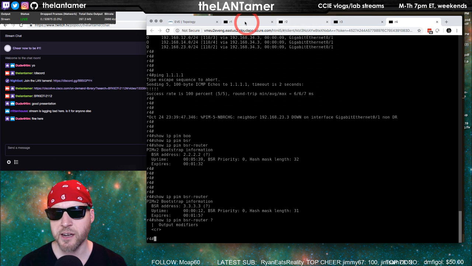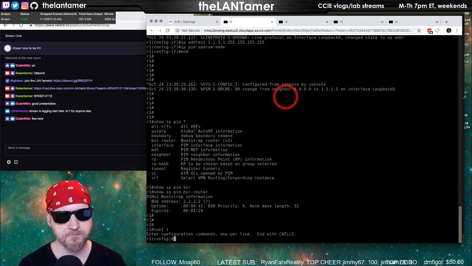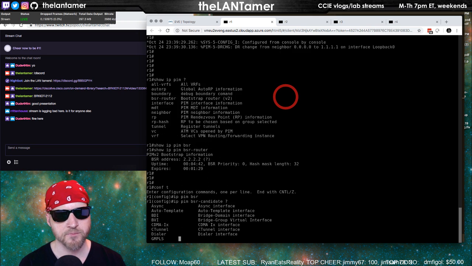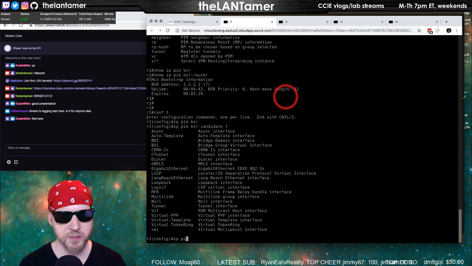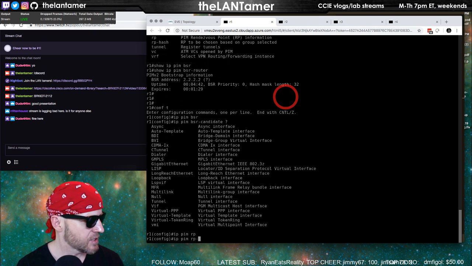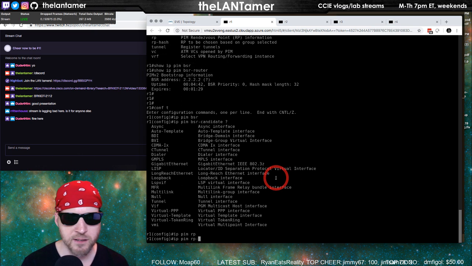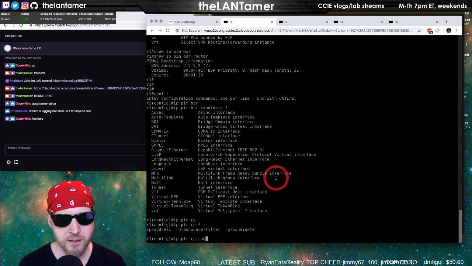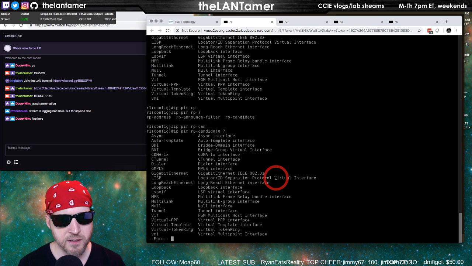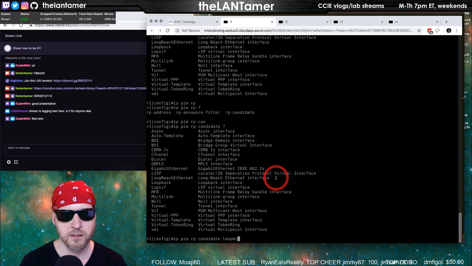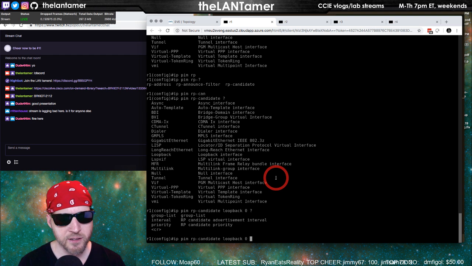Okay. Let's go ahead and configure router 1 to be the IP PIM. No, we don't want to do Cisco's RP announcements, we want to do PIM. Is it the same command? Wouldn't it be cool if it was the same command as Cisco's proprietary one? RP candidate, loopback 0. Is that the same command?